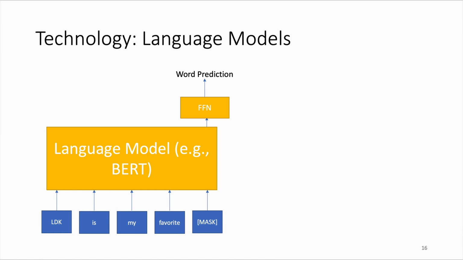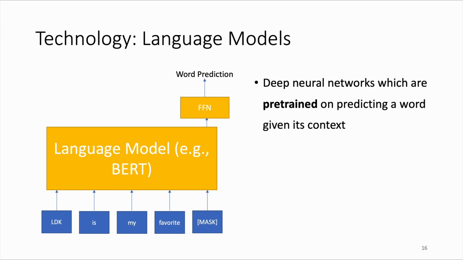So now to the method. And before I go into detail on the models we actually use, some background knowledge on what type of neural network we used. We used so-called language models. The most famous one, which you probably have heard of, being BERT. And these language models are deep neural networks, which are pre-trained on the task of predicting a word given its context. So for instance, here in this example, we have the sentence, LDK is my favorite [MASK]. So the mask needs to be predicted by the model. So hopefully it would predict, if it's trained enough, the word conference in this case.